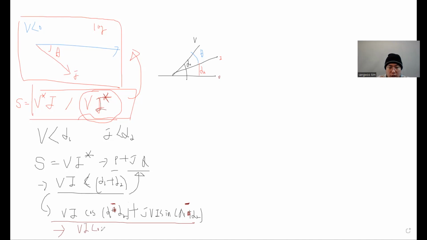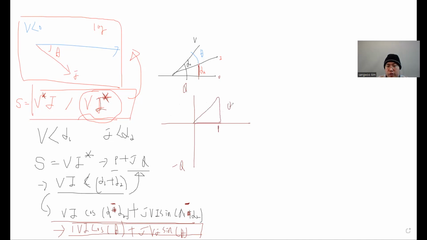So which means V I cosine theta plus j V I sine theta. Why? We conjugate on the current, right? So that's why the current part's angle alpha 2 is minus. If we conjugated the voltage part, alpha 1 would be minus. You know what I mean? So now we can see this number, right? Here's Q and minus Q, here's P Q. This is lagging and this is leading.